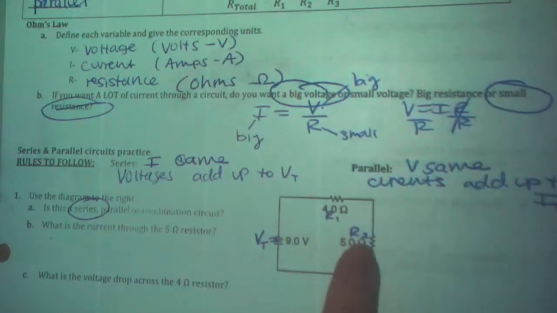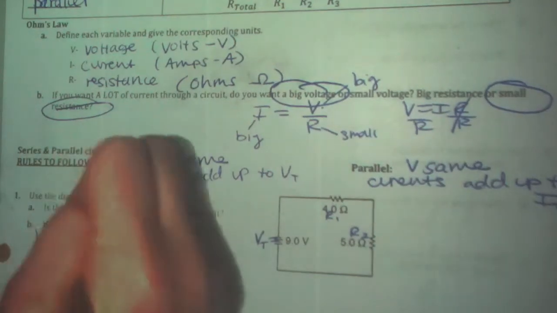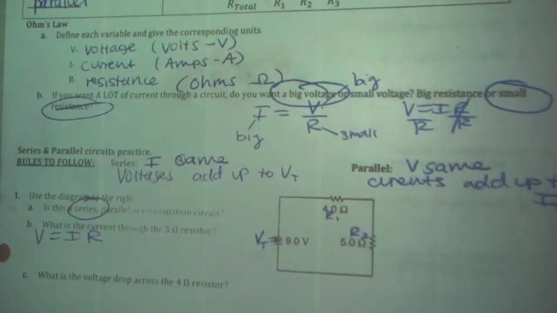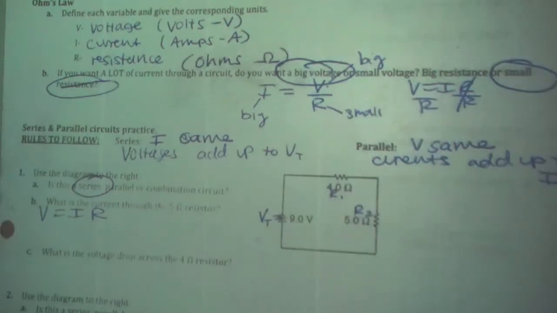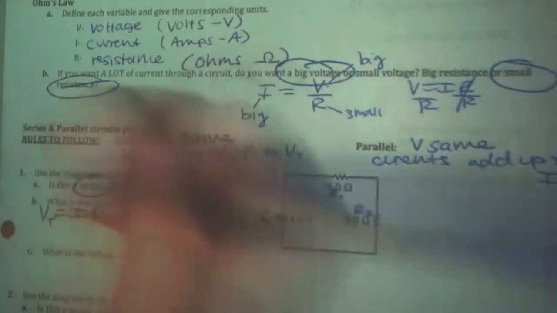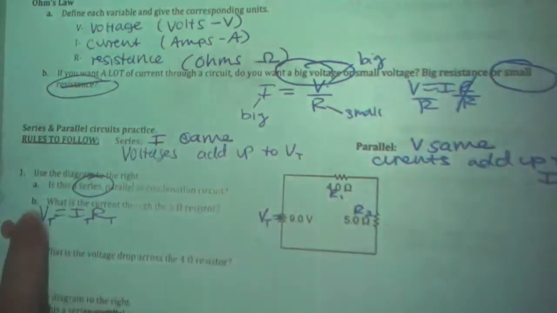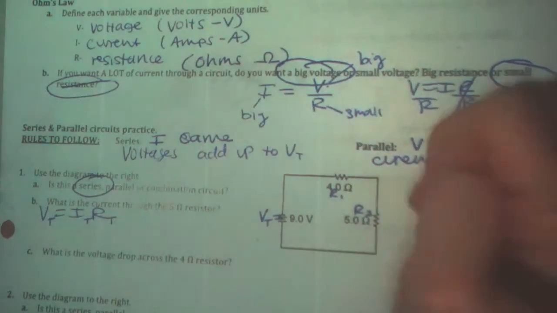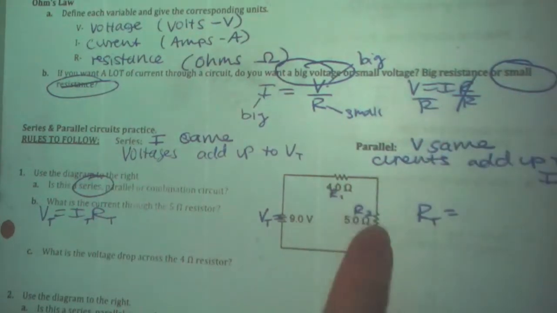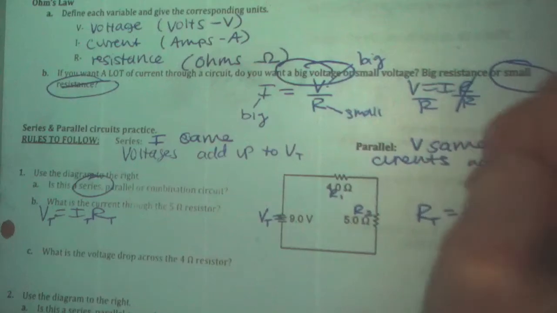I want the current through the 5 ohm resistor, so it's very tempting to use V equals IR with the 5 ohm resistor. But if I were to plug in V equals IR, which we definitely want to do, the only voltage that I know is the total voltage. So if I'm using total voltage, these all have to match, so I have to use R total. So for a series circuit, R total is easy. You just add up the individual resistances. That's 4 plus 5, so that gives me R total is 9 ohms.